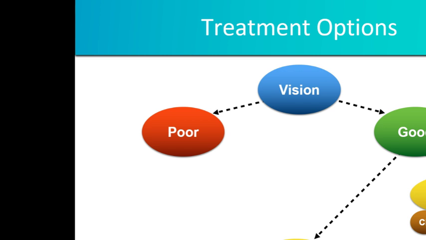If the vision is good, we can go directly to aiding measures, either contact lenses or glasses or phakic IOLs, if the refraction is high.